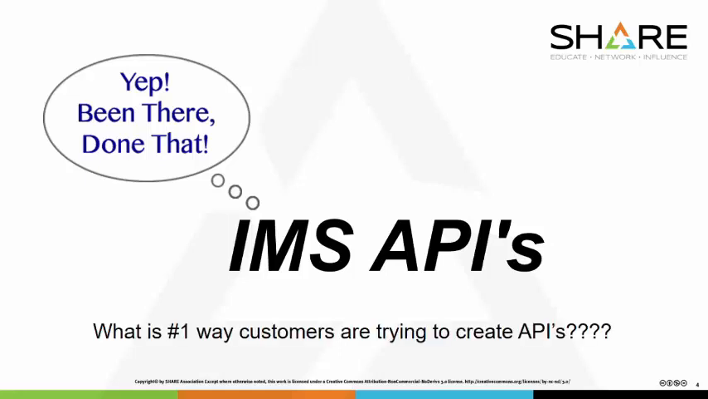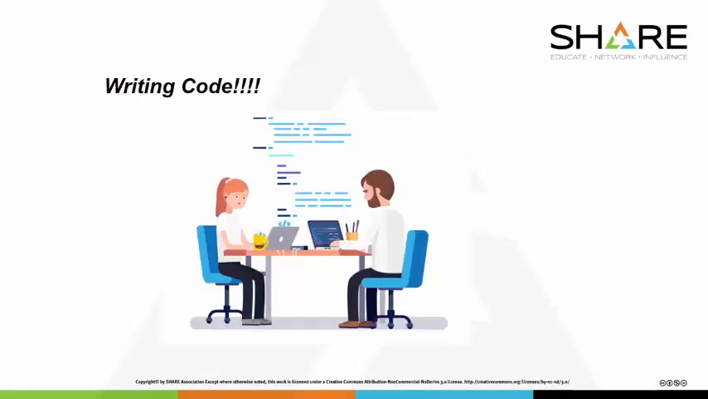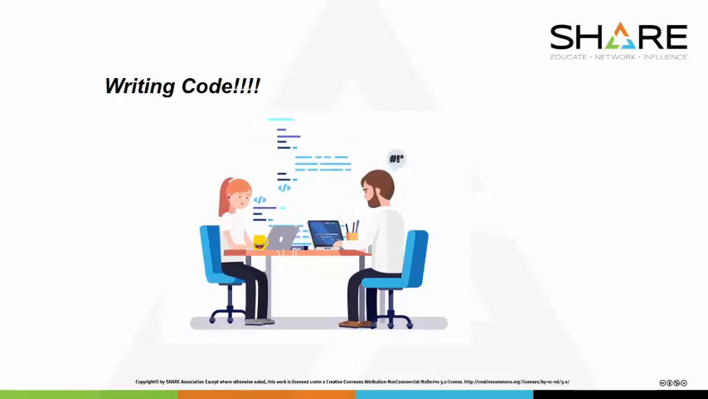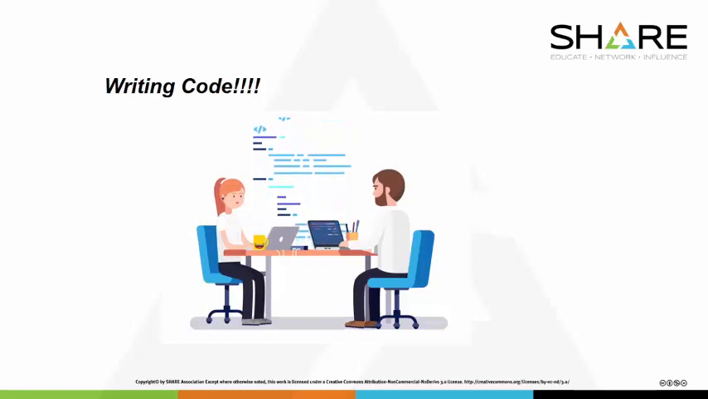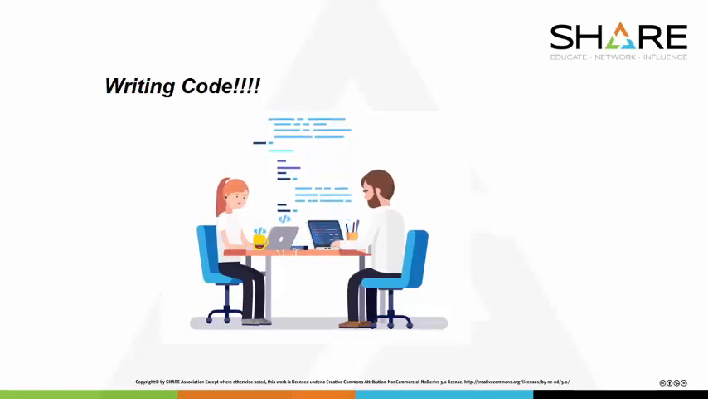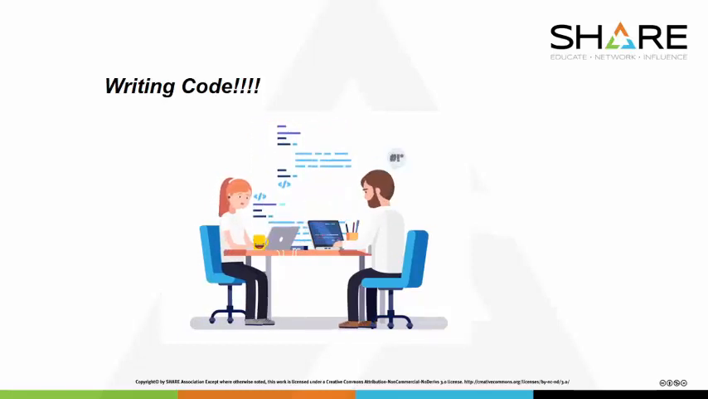Since we're talking about IMS APIs, most people are going to say, yep, been there, done that. But what is the number one way customers are trying to create APIs today? Most of the people we talk to are trying to do this by writing code. And they can't keep up with the workload demand. They can't keep up with the number of services. So that's the first thing I'm saying: don't write new code.